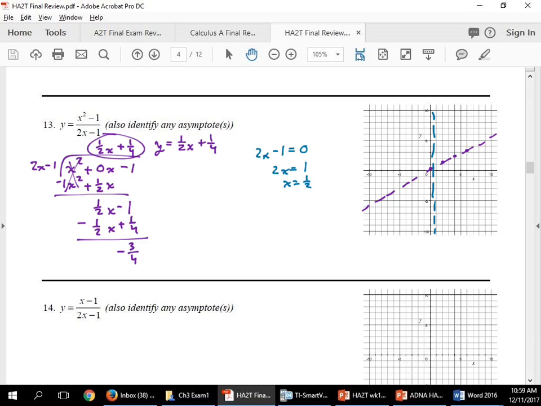So this means my function is going to look like this or this. Oops. And the only way I know for sure is by plugging in points. Actually, look, if we have x-intercepts, that would make it easy because then I would get those. Maybe I would get an x-intercept there. I don't know. But that's how you would do that one. That's how you find a slant asymptote.